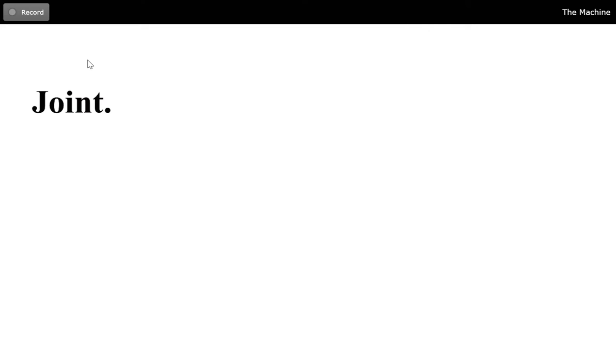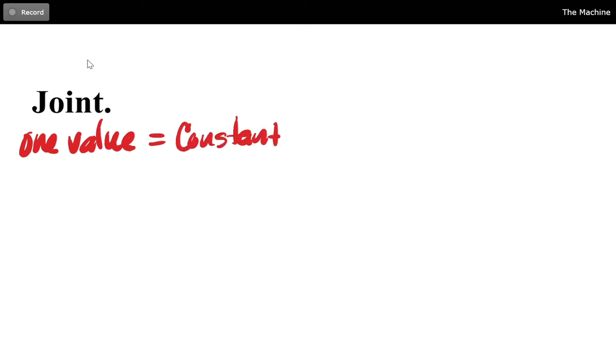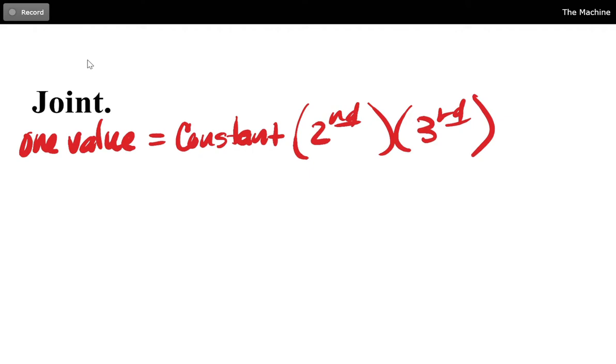So joint variation is when you have one value and it's equal to a constant times a second value times a third value or more, because you might have more than one thing going on. Like, for example, you know about triangles. Let me see if I can draw a decent triangle here. That was a little warped, but it'll work.